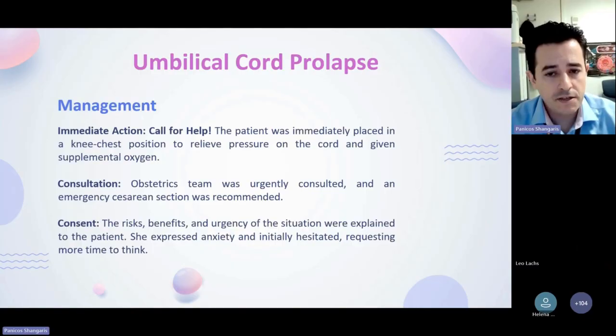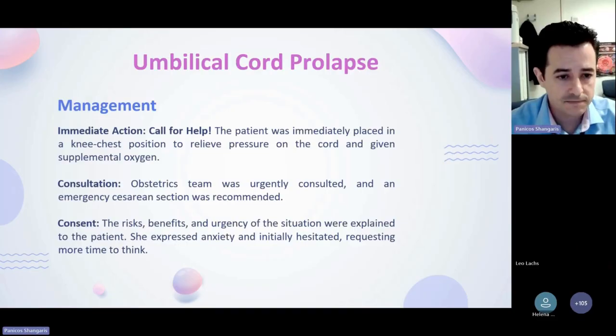Then the patient needs to be placed in a knee chest position to relieve pressure. I will show some pictures of what this means, so that the cord is not pressed, or the head is not pressed against the cord, and so you can buy time for the woman to be moved to theater.